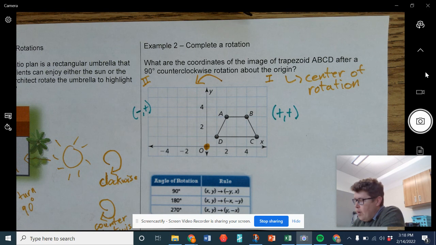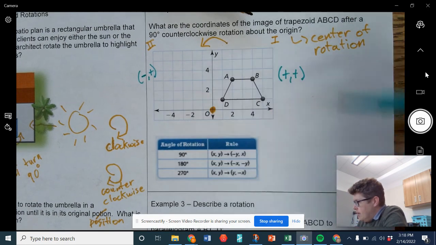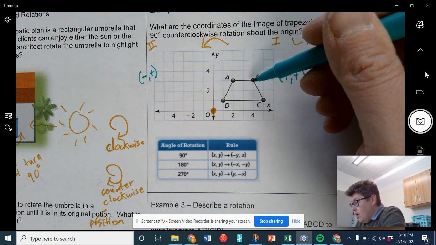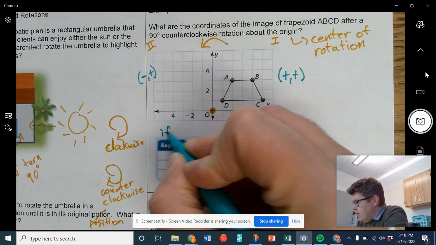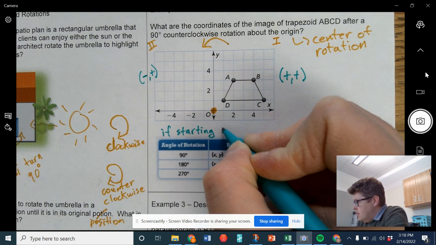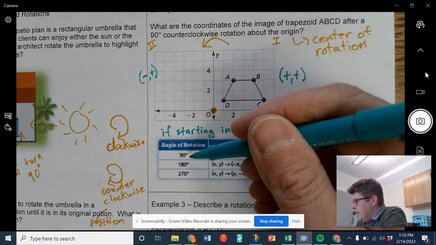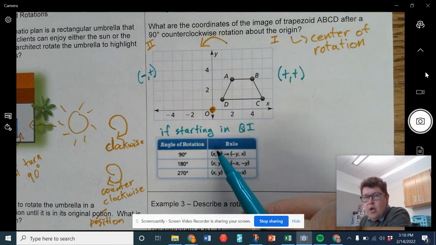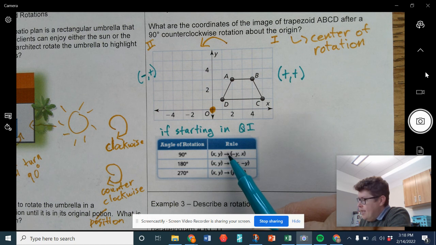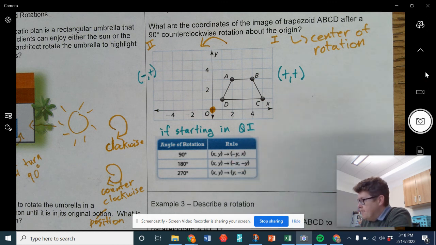So when you're rotating like this, we use this kind of table right here, okay? If you're starting in quadrant 1, let's be very clear about that, because you can start in different quadrants. So if you have a 90-degree rotation, what happens is you take your x and your y, you flip them around, and you make the first number after that change sign. So if it's positive, it becomes negative. If it's negative, it becomes positive, okay?